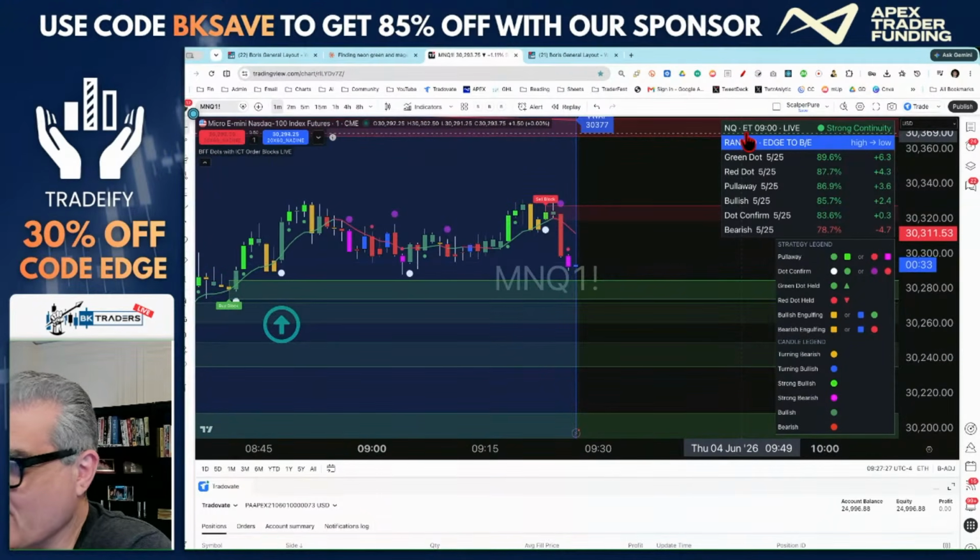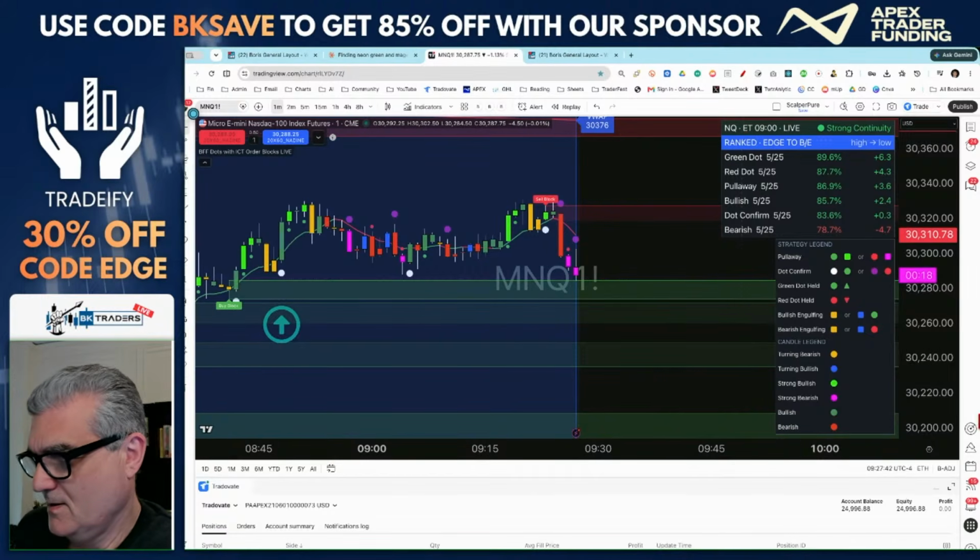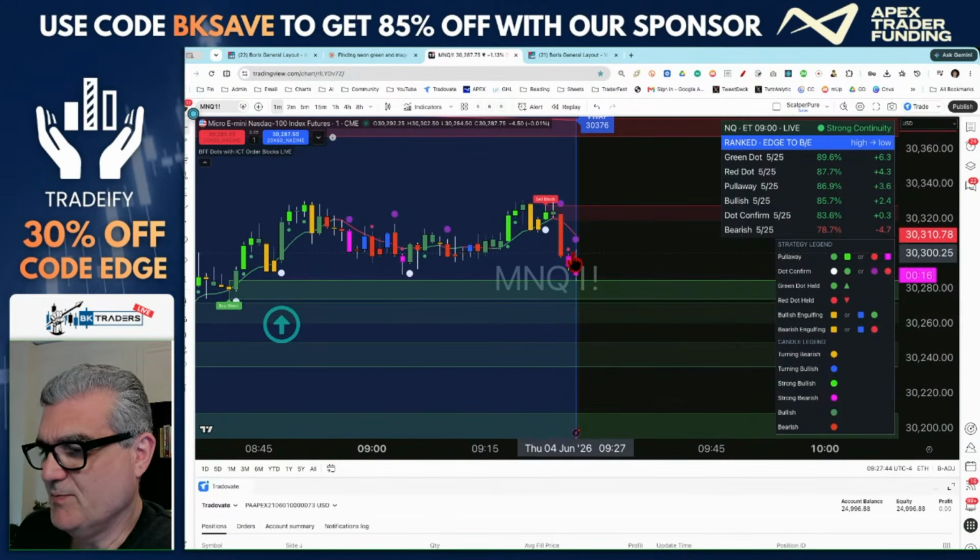I still think we're going to have a pretty negative open. Markets, I think, fundamentally are structured negative here. So we've got 2 minutes to the open.